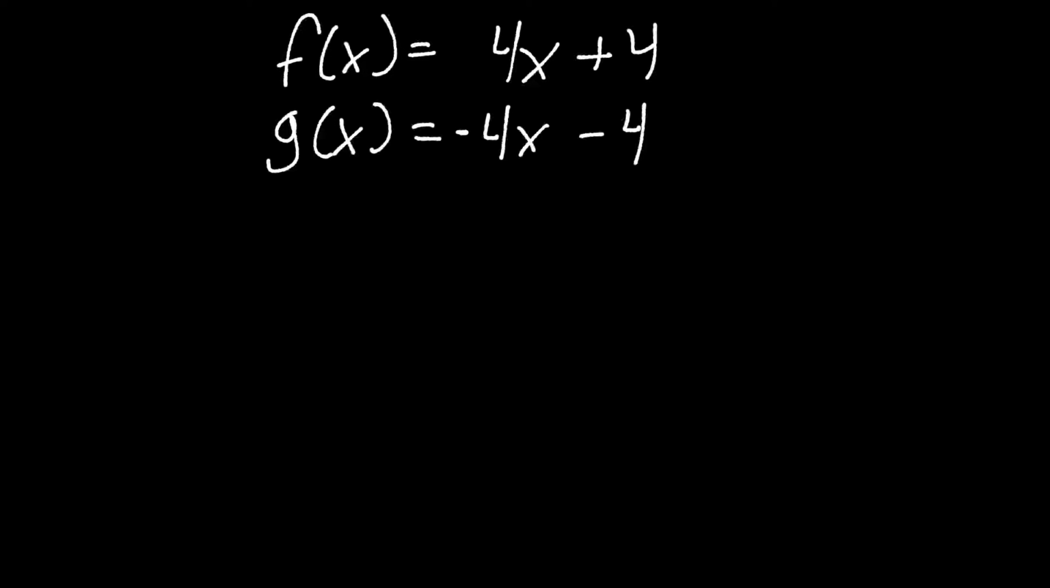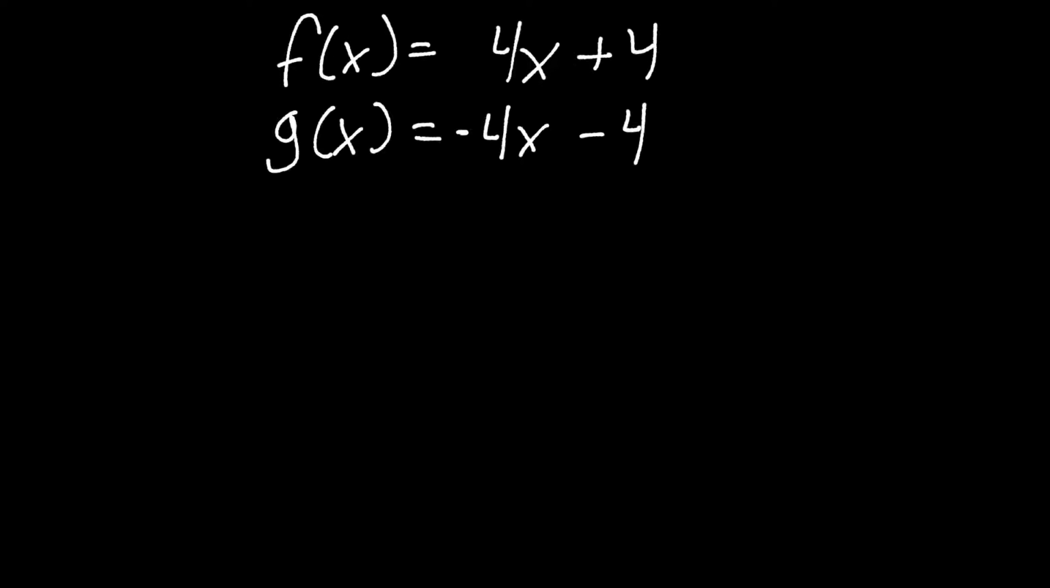Here we have the function f of x equaling 4x plus 4 and the function g of x equaling negative 4x minus 4. Our goal is to decide, is this function the inverse of this function, or vice versa, is g of x the inverse of f of x? Because if they're inverses of each other, it doesn't matter which one we start with. I'm going to start with f of x, and I'm going to try and see, can I change it into this function by just swapping x and y.